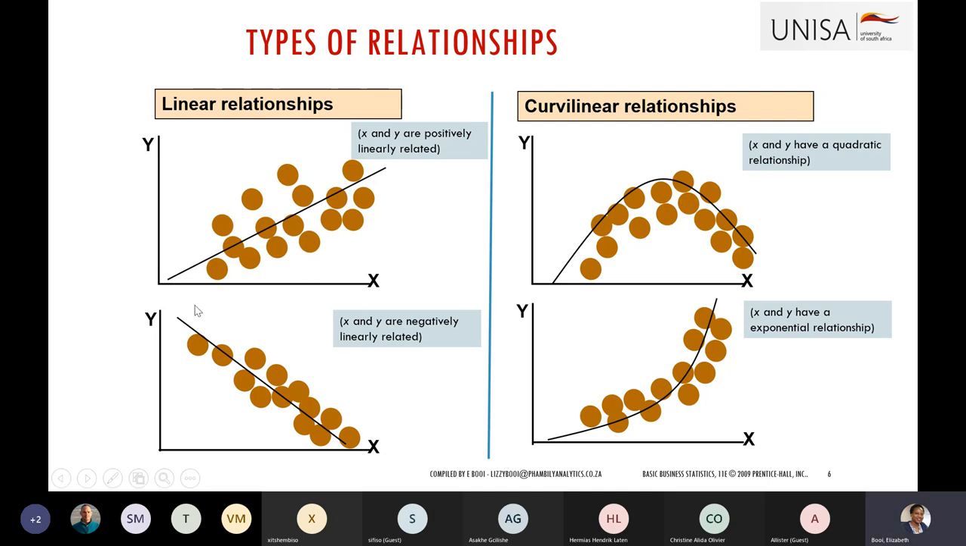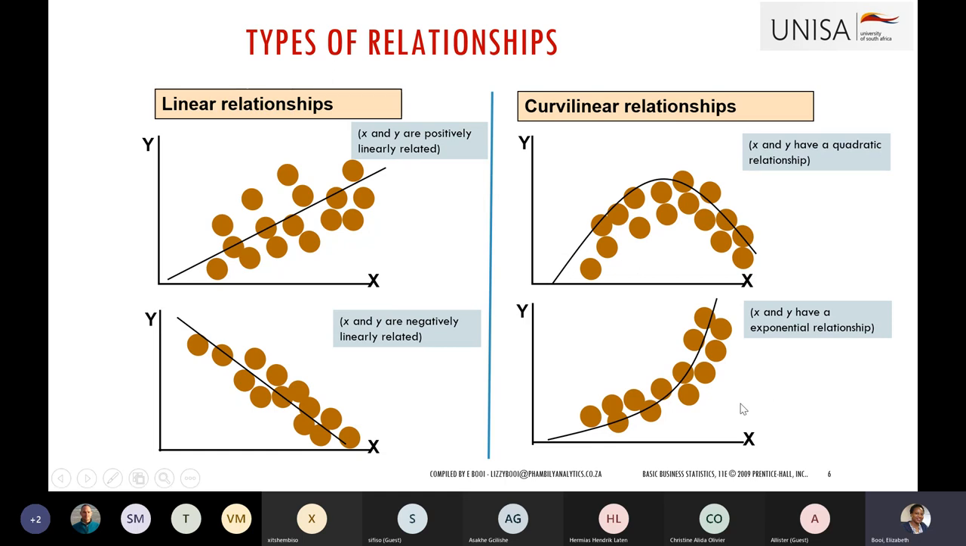Apart from a linear relationship, we can have a curvilinear relationship, which is a curved relationship. The first one is what we call a quadratic relationship. It's like when you bounce a ball: it goes up and then it comes down. That takes the form of a curvilinear relationship, and that shape we call the quadratic relationship.